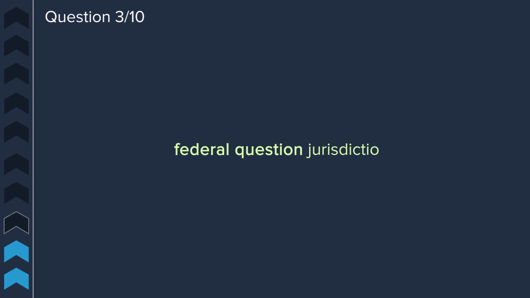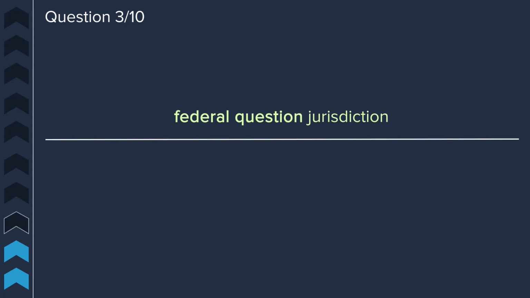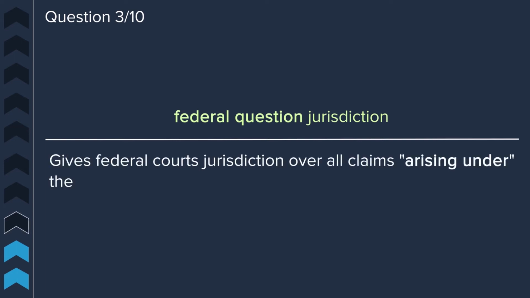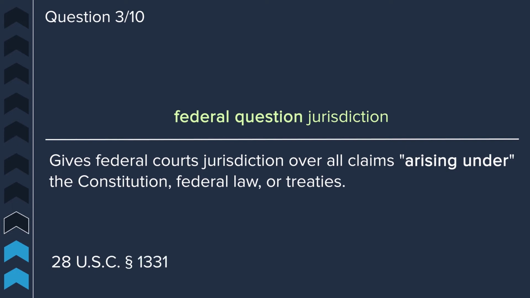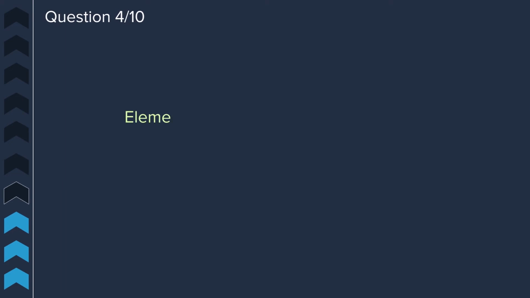Question 3. Define federal question jurisdiction. Federal question jurisdiction gives federal courts jurisdiction over all claims arising under the Constitution, federal laws, or treaties. And this is found in 28 U.S.C. 1331.